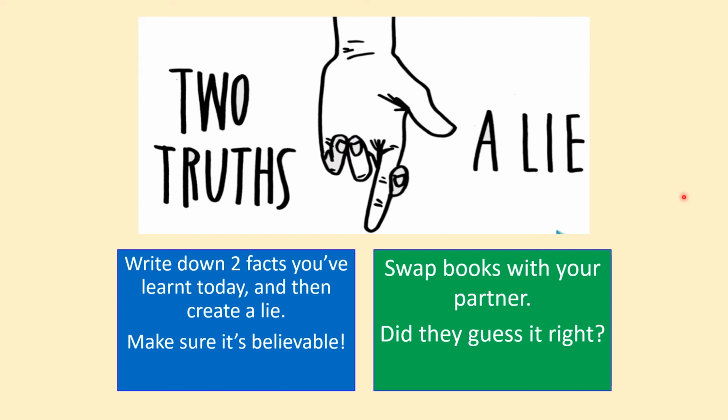Okay, here's a little task that you can do, 2 truths and a lie. Write down 2 facts you've learned today and then create a lie. Try and make sure it's believable. This says swap books with your partner. Did they get it right? Well, you could do this with one of your mates over the internet in some way, or you could do this with somebody from your house. See if they can spot the lie from the truth.